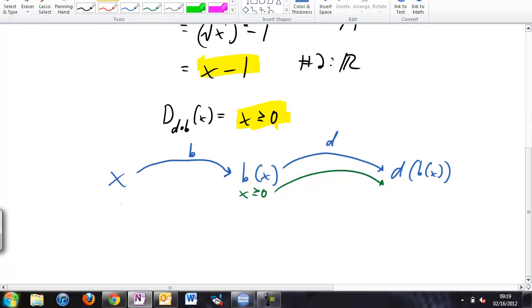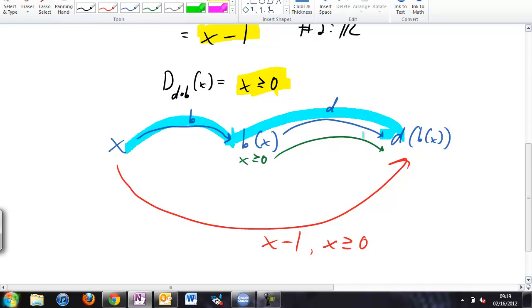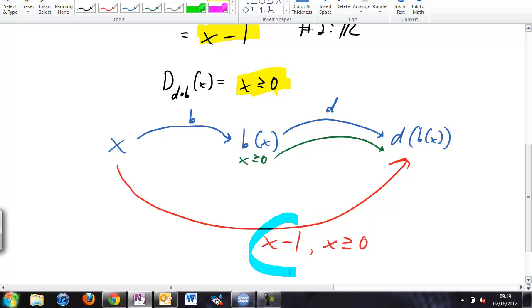Another way to think about it is, if I go from x directly to there, using this function that we created, the x minus 1, or the composite, there's no way to know, looking at that, that my domain would have been x is greater than or equal to 0. But we have to have our composition have the same result. This has to be the same result as if we were to go from here to here, and then from here to here. So the only way to do that is to list the original restriction of x is greater than or equal to 0.